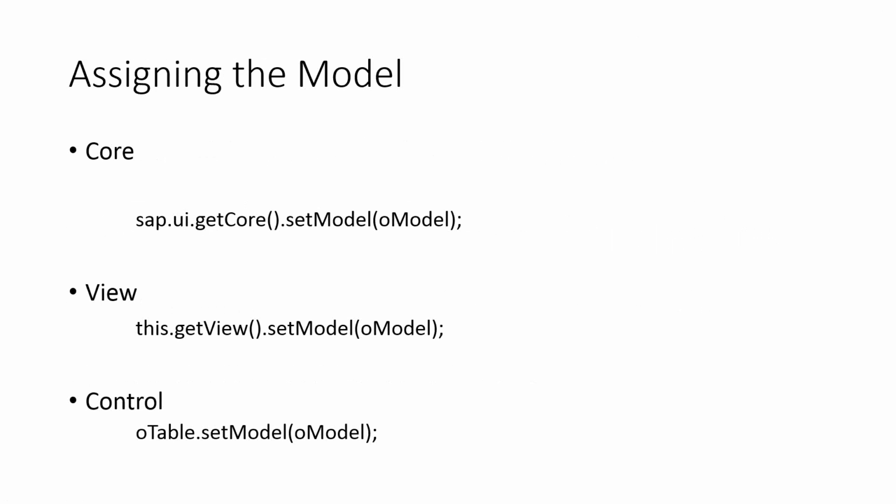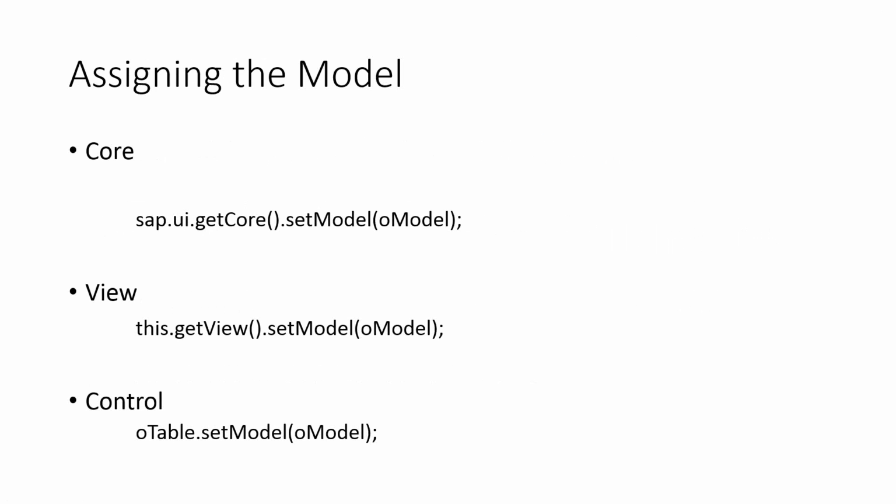And finally, instead of setting the model to the core or to the view, I can set the model only to a specific element, so that only that particular control gets access to the data. Whereas if I set the data to the core, and there are two views under the core, then both views get the reference of the model. If I set it to a view, then only that view is capable of accessing it; the other view is not.